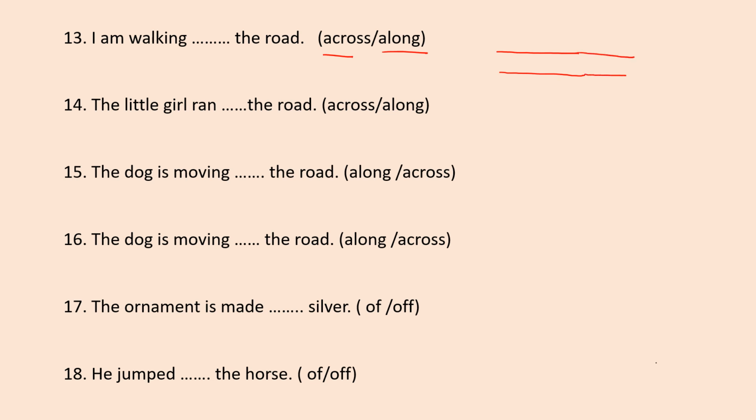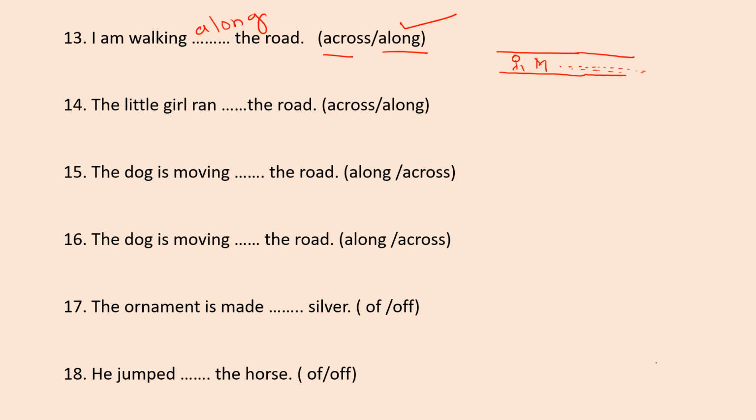So at that time, one boy, we'll consider him as Mohan, was walking in a straight direction. At that time we have to use what is called "along". Like, I am walking along the road.